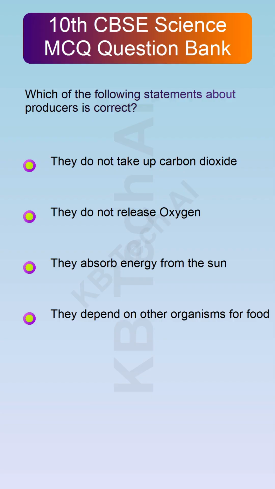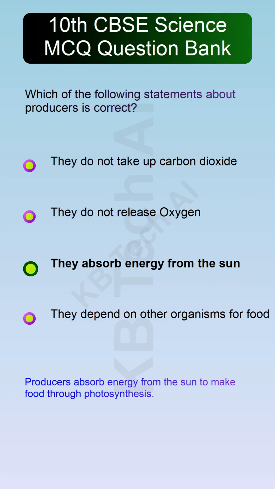Which of the following statements about producers is correct? Option 1, they do not take up carbon dioxide, Option 2, they do not release oxygen, Option 3, they absorb energy from the sun, Option 4, they depend on other organisms for food. The answer is, option 3, they absorb energy from the sun.